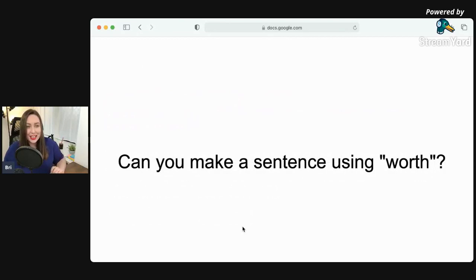Okay, very good. Can you make a sentence using worth? So we have a bunch of different ways that we can use worth. So please, in the comments, if you could try to make a sentence. Let's see. Oh, Aliawan is here.